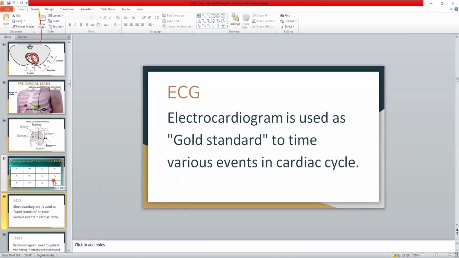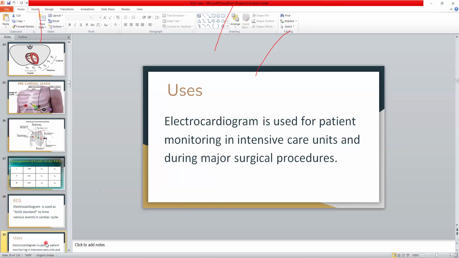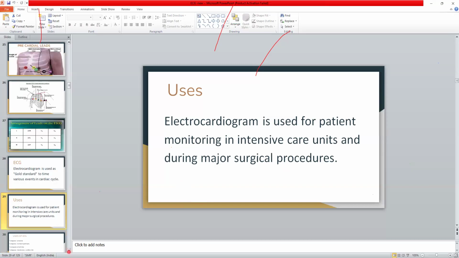Why is the electrocardiogram very useful? The electrocardiogram is used as the gold standard to time the various events in the cardiac cycle. This ECG is used continuously for the monitoring of patients in the intensive care units and in the operation theatres during surgical procedures, where you require continuous monitoring of the heart by the ECG.